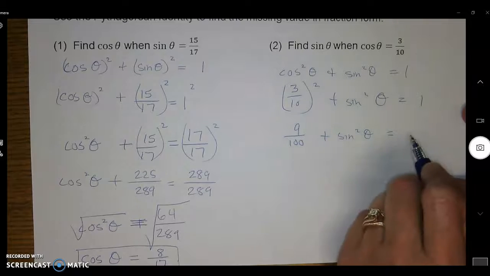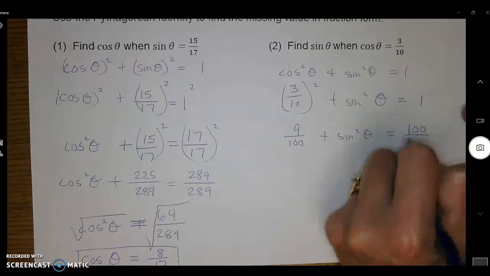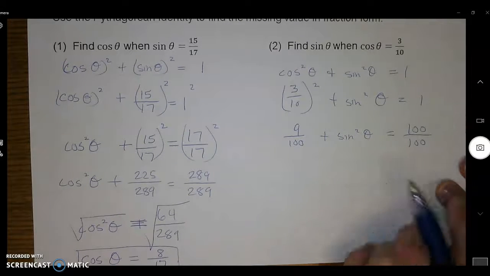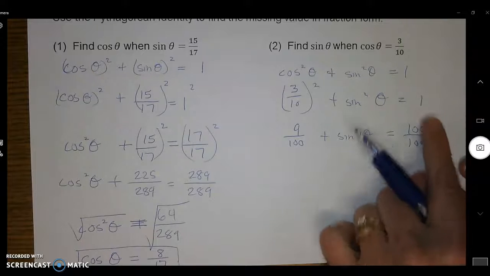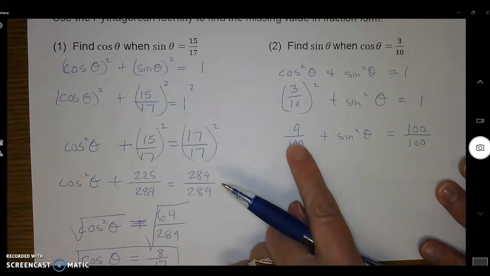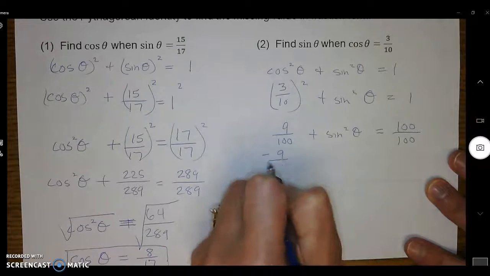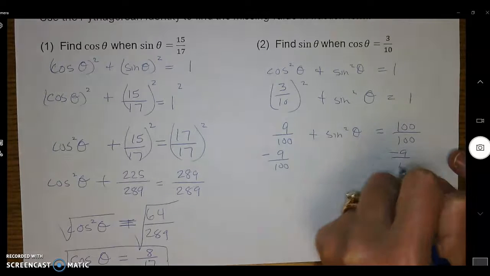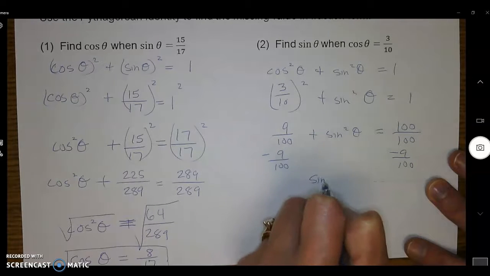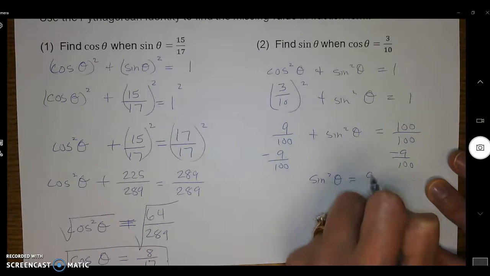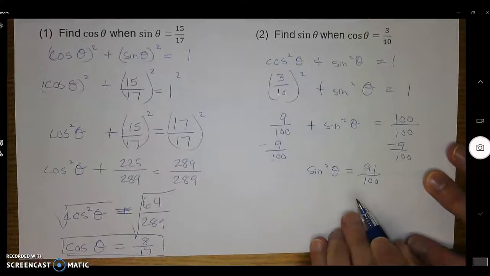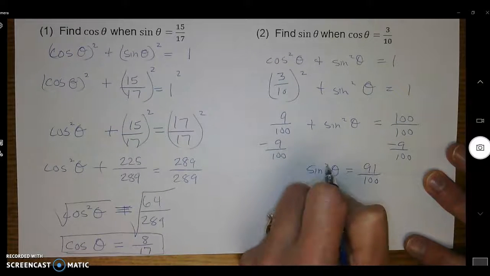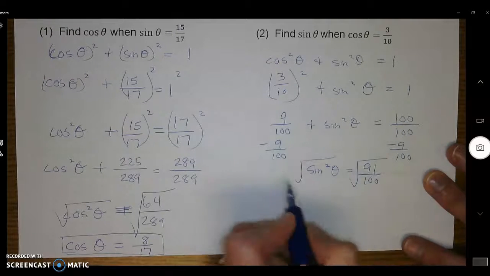And I'm going to turn this into 100 over 100 so I can subtract my fractions nicely. So 100 over 100 is 1. Common denominator with that fraction over there. Go ahead and subtract this: 91 over 100. And then I need a single one, so I'm going to square root both.